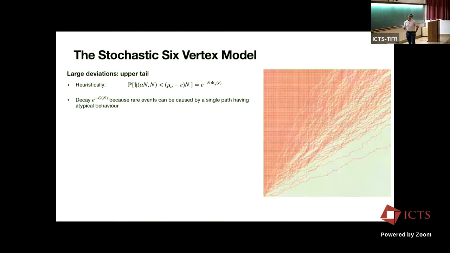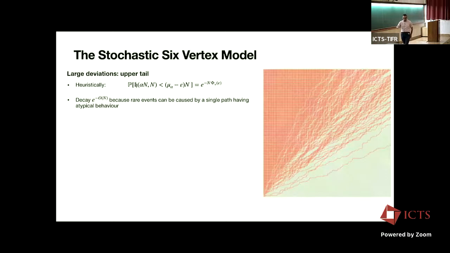If we look at the height function, there are two types of large deviation regimes. Well, there are only three possibilities. The height function grows as usual, following the law of large numbers, the height function grows smaller than the law of large numbers, or the height function grows larger than the law of large numbers.